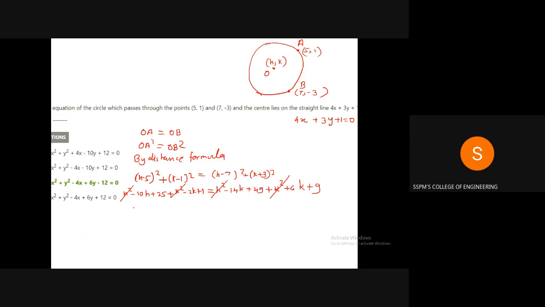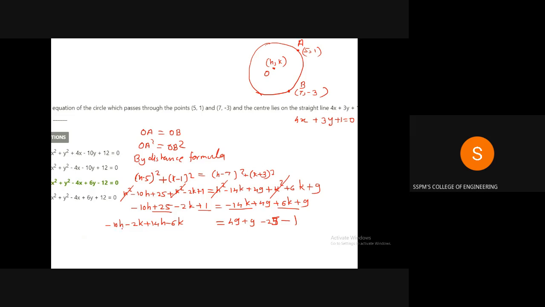So we have minus 10h plus 25 minus 2k plus 1 is equal to minus 14k plus 49 plus 6k plus 9. So we have minus 10h minus 2k plus 14h minus 6k. So I have taken this minus 14k and 6k on the left hand side. And now we will take this plus 25 and plus 1 on the right hand side. So we have 49 plus 9 minus 25 minus 1.